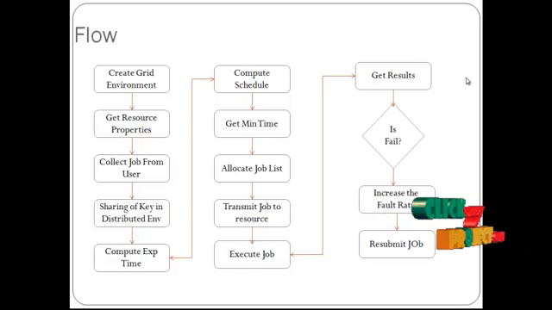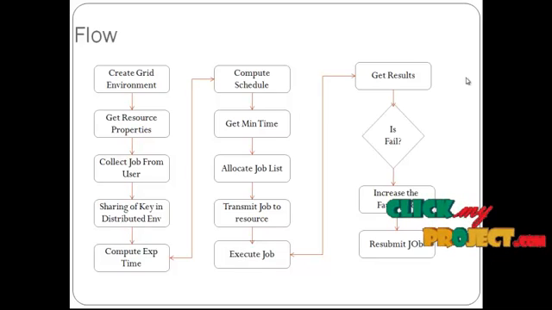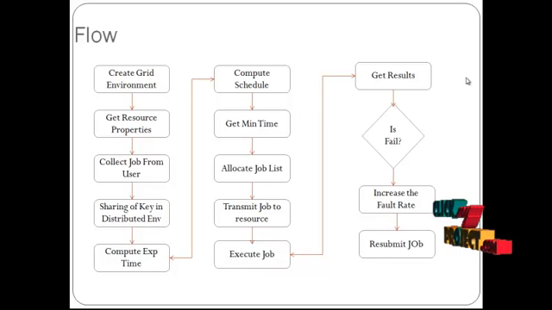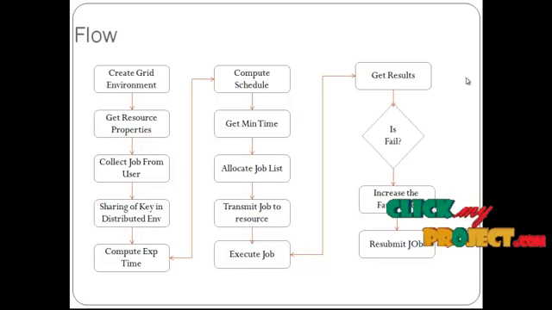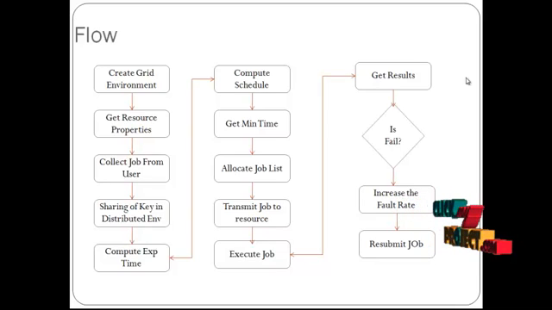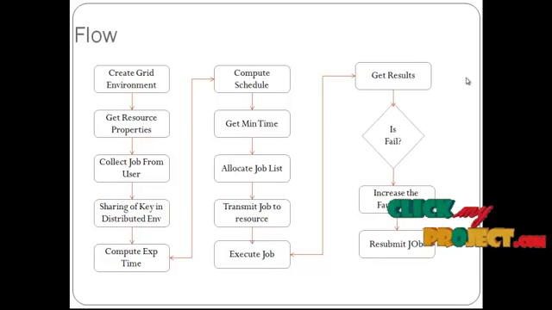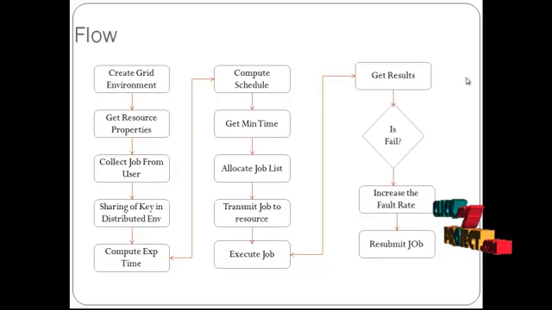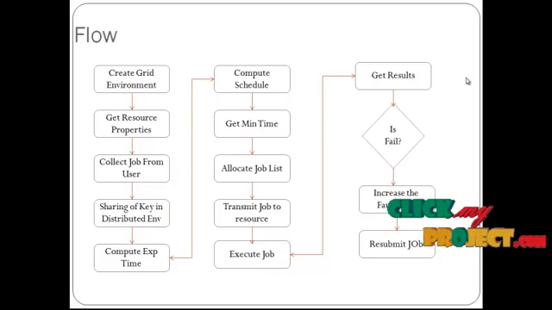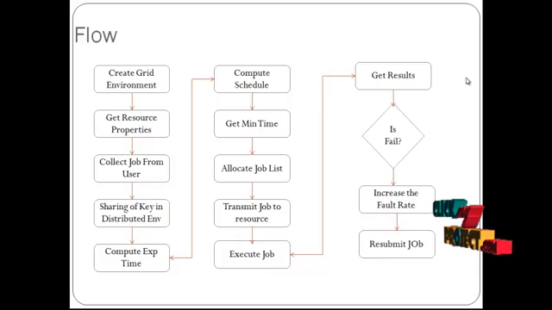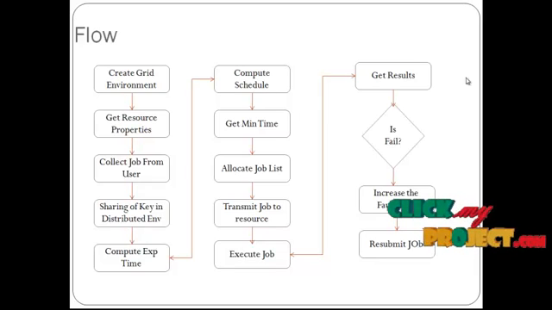Here we call the job a gridlet. Next we have to share the key in the distributed grid environment. For this, each resource has a unique key. After this we compute the scheduling mechanism depending upon the expected time and also the fault rate consideration. From this we compute some health messages and get the minimum execution time, and the particular resource will be allocated to the job to execute.